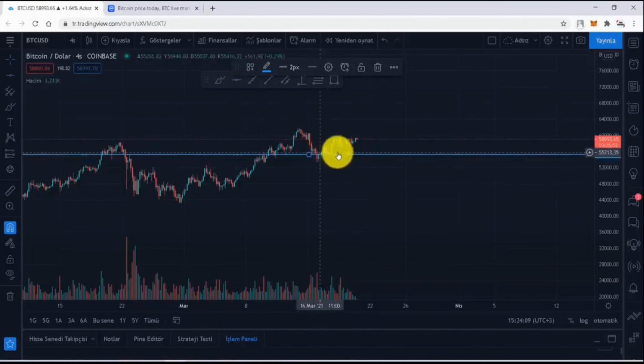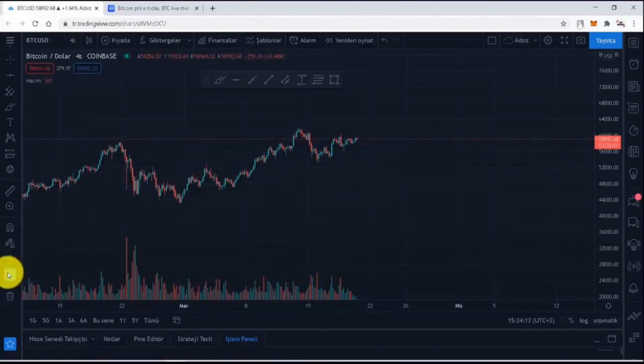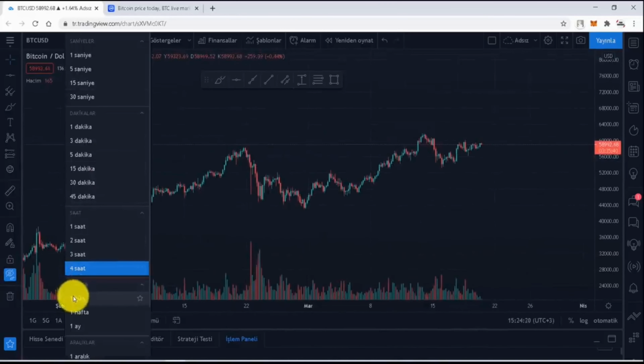But it is being pulled up by the magnet. You can turn this on and off, and there is a show hide button here. You can pay attention to this as well. Now let's quickly move on to Bitcoin. I'm doing this on a daily chart. By the way, we can also add stars to these.